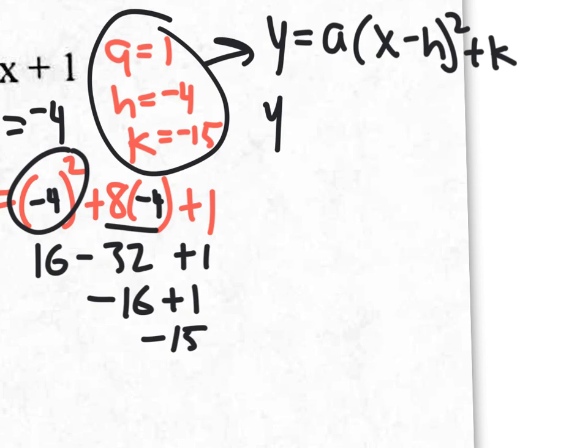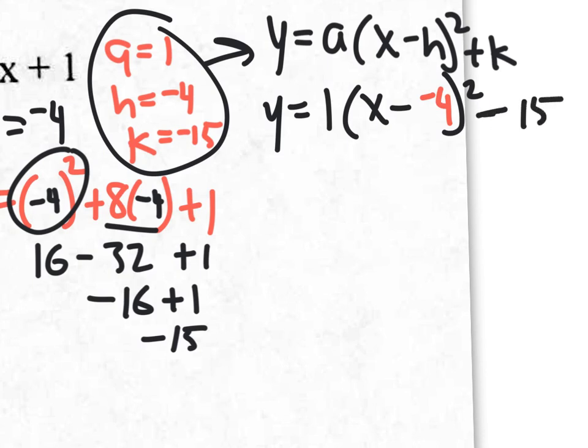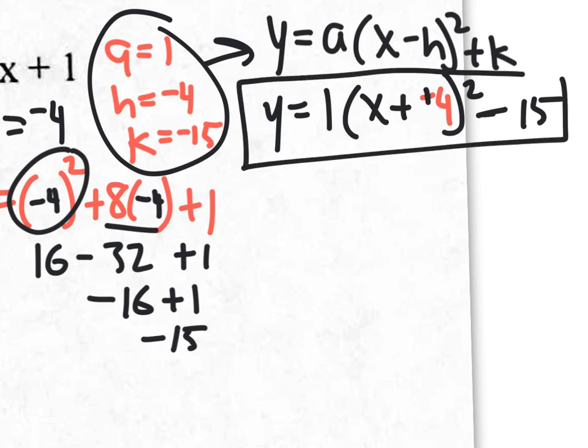Check it out. Y equals 1, parentheses, x minus, this negative 4 is going to go in right here, and notice that it's a minus negative that I am going to have to actually switch. Now the k value is negative 15, so I don't have to put a plus. I could erase the plus and put a minus 15 at the very end and change the minus minus to plus plus, and ladies and gentlemen, this is your vertex form equation. Piece of cake.